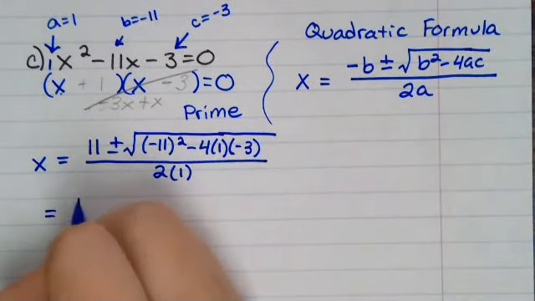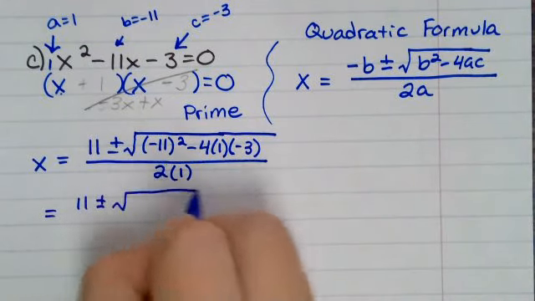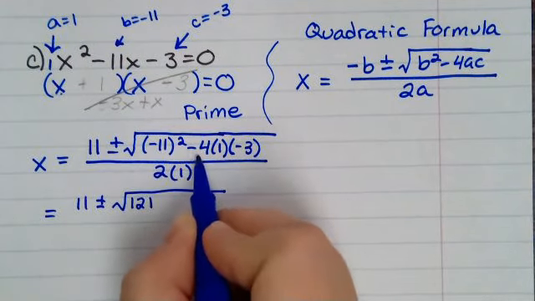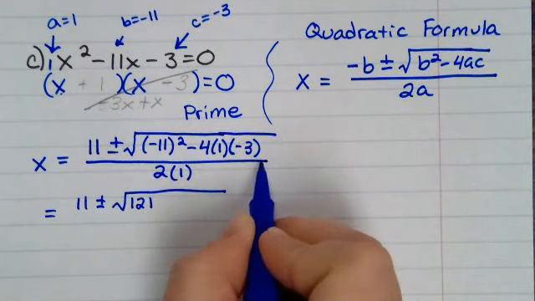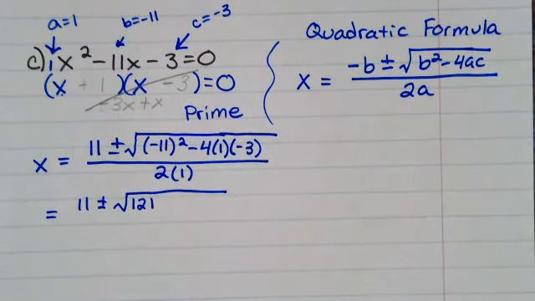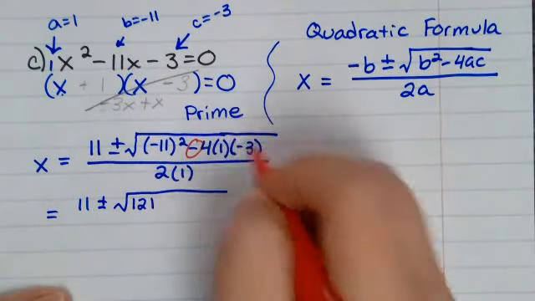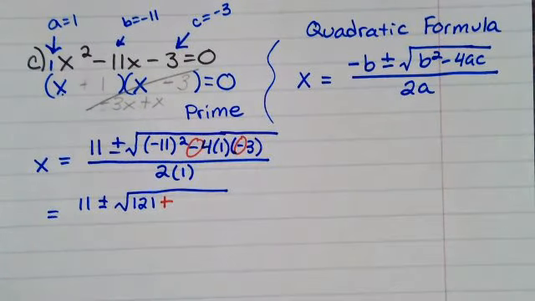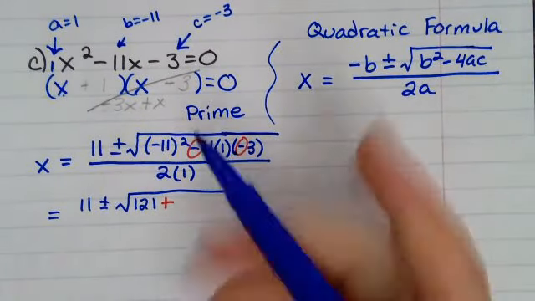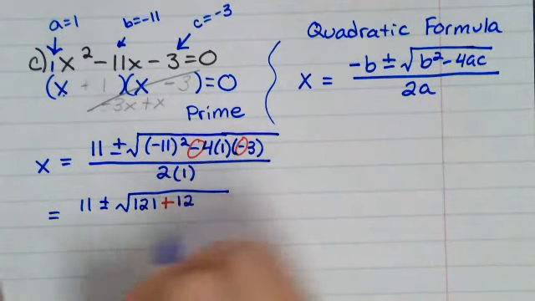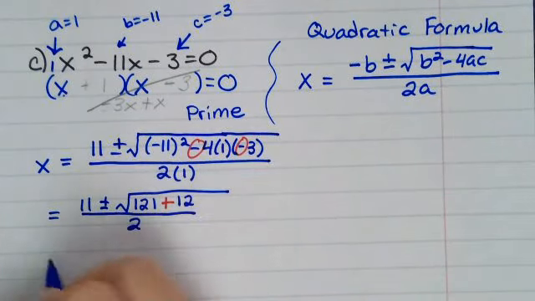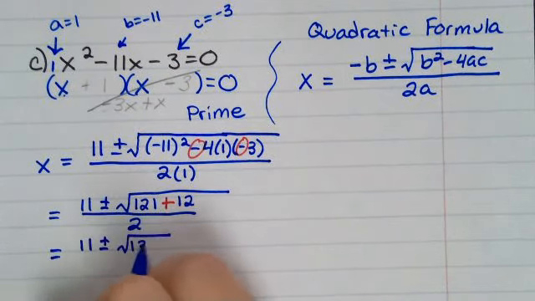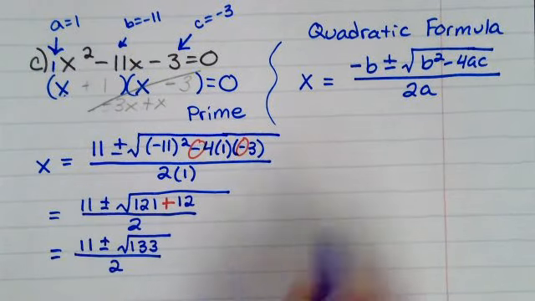All right, let's clean this up. We have 11 plus or minus the square root. 11 squared is 121. Then look here, we have a negative 4 times 1 times a negative 3. Notice that there are 2 negatives here, guys. We are multiplying a negative times a negative, which is going to cause this to be a positive or a plus. 4 times 3 is 12. This is all over 2. We're almost done. 11 plus or minus the square root of 133 all over 2.